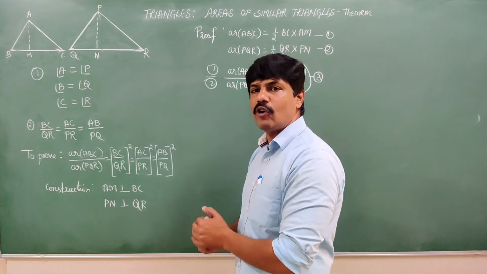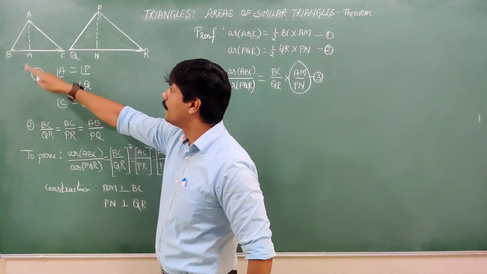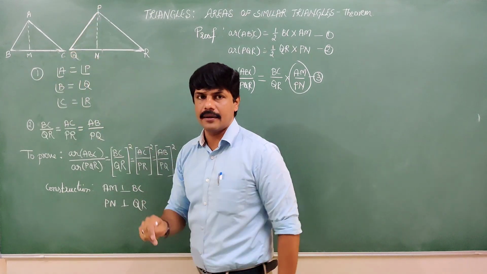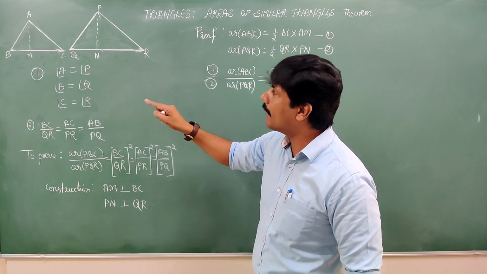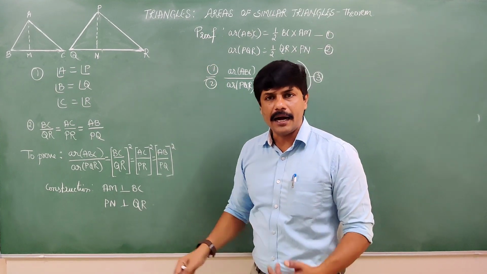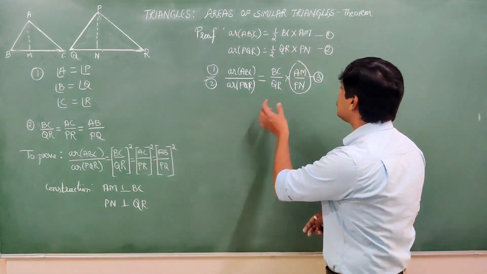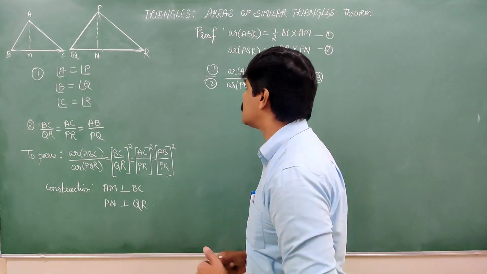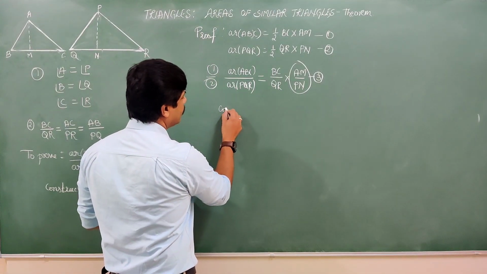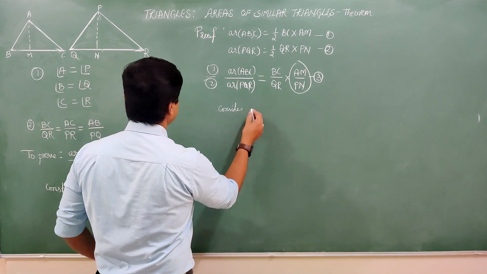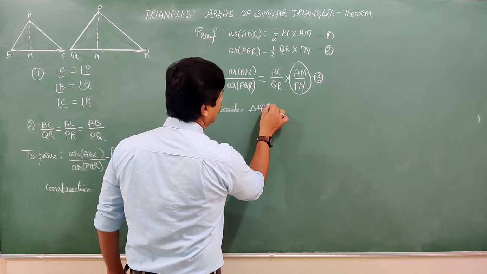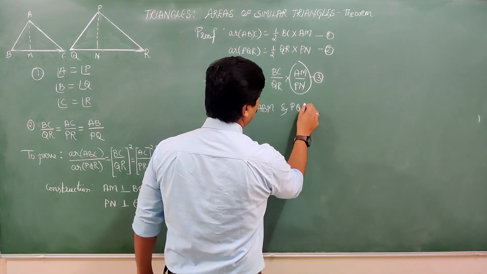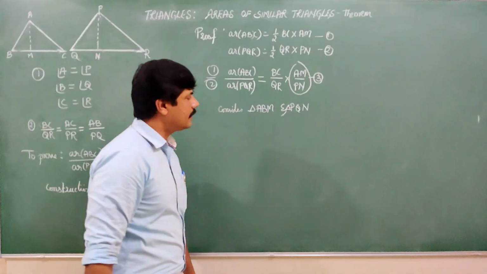So how do you do that? For that you need to consider triangle ABM and PQN. After considering triangles ABM and PQN, and after proving they are similar, then we can easily say AM by PN is equal to BC by QR. How? Let's see that. Consider triangle ABM and triangle PQN.